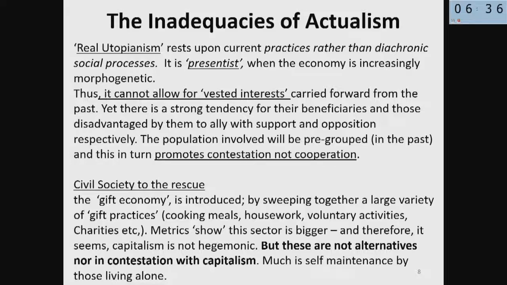They mean that if you sweep together a huge variety of gift practices, such as shopping, cooking meals, housework, voluntary activities, charitable work, etc., metrics show that this sector is bigger, and therefore it seems capitalism is not hegemonic. It's already on the run. That's why it's a good thing to go on and extrapolate from these gift economy activities.